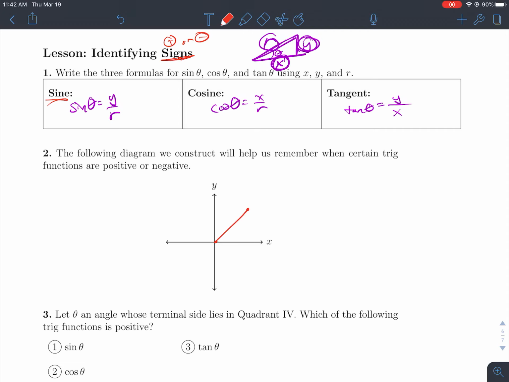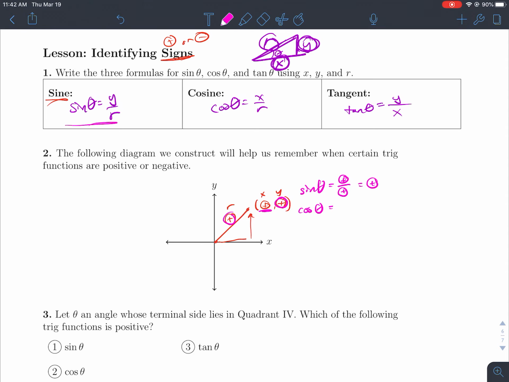So let's say we had an angle in the first quadrant. The x-coordinate is going to be positive, and because we're going up, the y-coordinate is going to be positive. And because we're going out to this radius, the radius is also going to be positive. So because x, y, and r are always positive, let's see what happens. Sine of theta is going to be y over r, a positive divided by a positive. It's going to mean that the whole thing is a positive number.